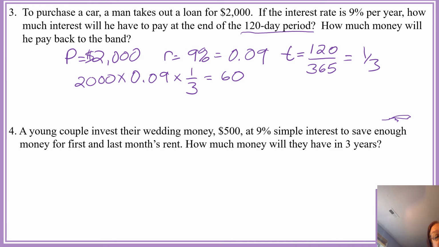So the bank is going to get the original $2,000 plus his $60 of interest. So he will need to pay them $2,060.